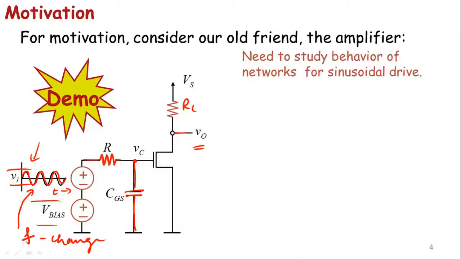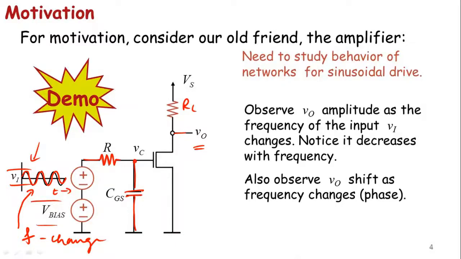To give you a quick preview of what you're going to see, you will notice that VO, the amplitude of the output, will change as the frequency of the input changes. In fact, the amplitude of the output VO will decrease as the input frequency increases. So if I plot frequency on the x-axis and the amplitude of VO on the y-axis, then I'm going to show you in this little demo that the amplitude of VO is going to decrease as the frequency increases.